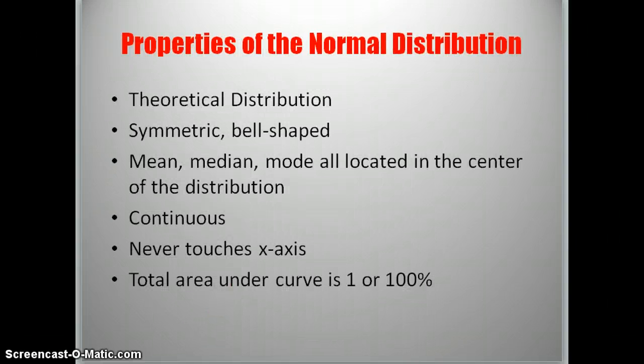Just to recap the properties of our normal distribution. These are theoretical distributions. So we're imagining what the distribution would look like if we had the entire population's data, not just the sample. Also think about decreasing our class width to a single data value. These are all symmetric and bell-shaped. The mean, median, and mode are all located in the center of the distribution.